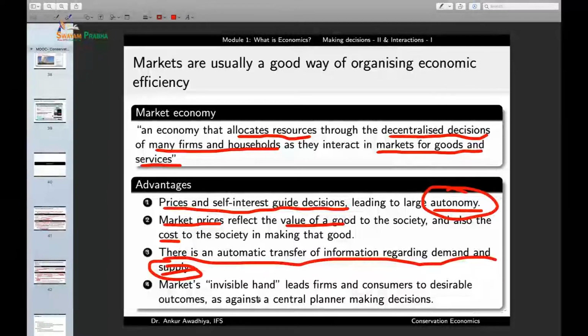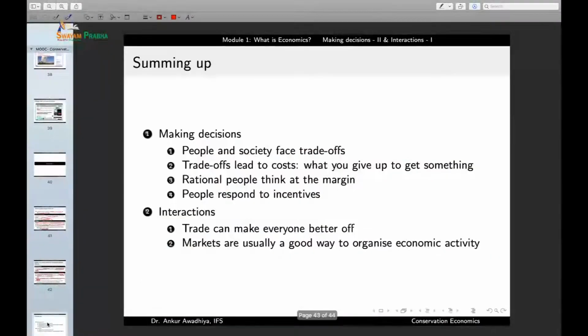And market's invisible hand leads firms and consumers to desirable outcomes as against a central planner making the decisions. So here it is important to note that if we think about a central planner, the central planner will also have a dearth of information, and it will also have a dearth of the resources to process the information. In the case of a market, because the decisions are happening automatically, the information is getting processed automatically, so it is much more efficient.